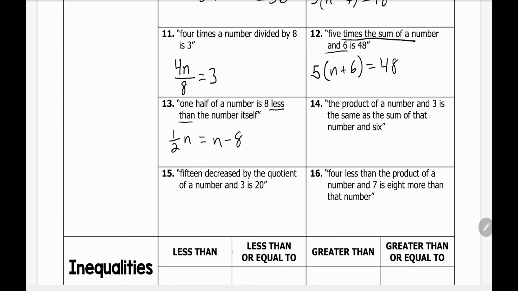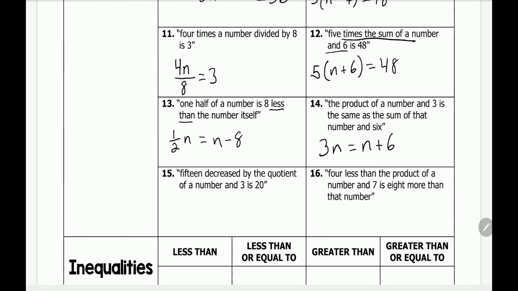We have the product of a number and 3 is the same as the sum of that number and 6. So the product of a number and 3 gives us 3n, is the same as, that's equal to, the sum of that number and 6. Sum is addition, so that means we have n plus 6.